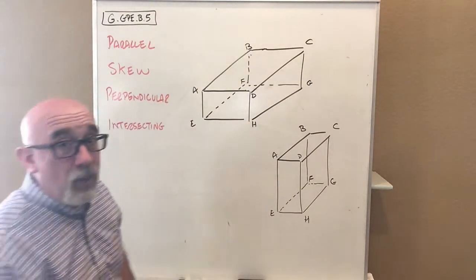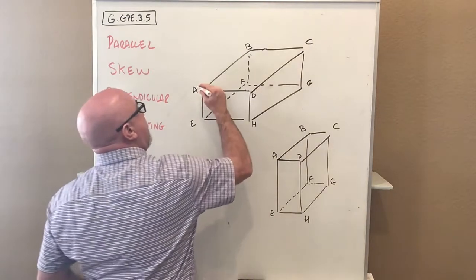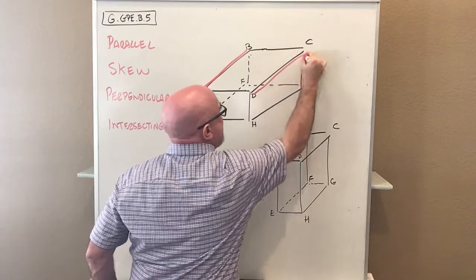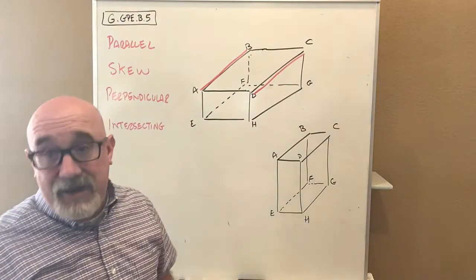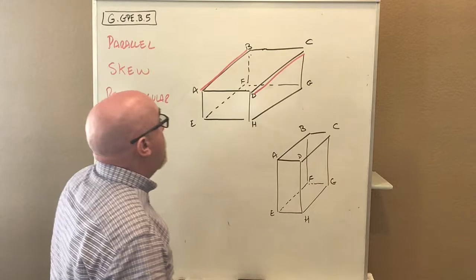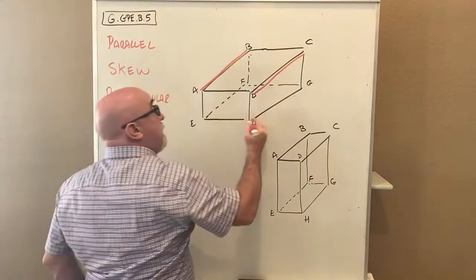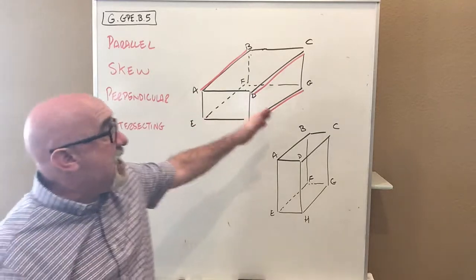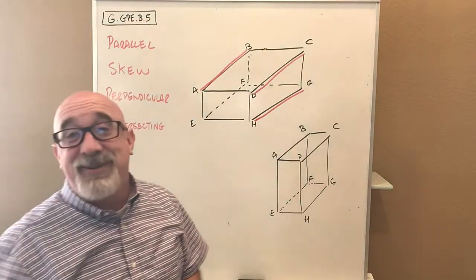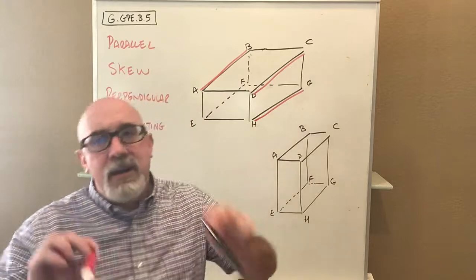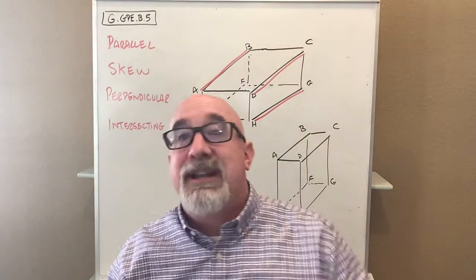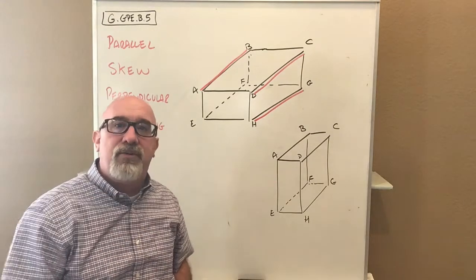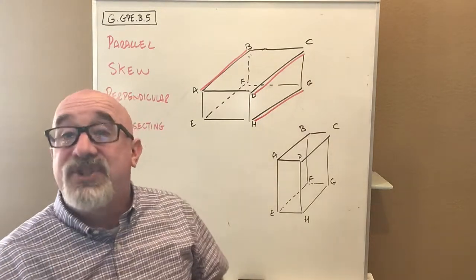So parallel, if we wanted to talk about parallel, AB and DC would be parallel to each other. AB and, this is a weird one, listen carefully, AB and HG actually are parallel. They are in the same plane, but they're on a diagonal plane. Now I know that when we look at the box, we only see the outside, but there could be a plane through that.